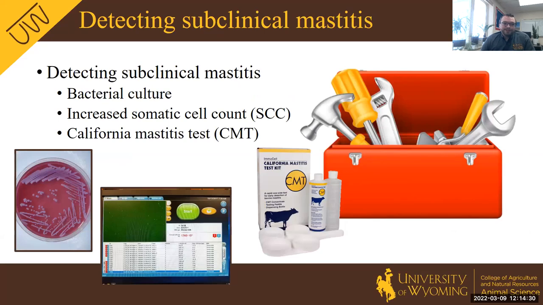So I said earlier that clinical mastitis has these visually apparent signs. So it's easy to detect, especially within your farm or flock or herd. And you just need to manage your animals and make sure you're walking through them to actually see if there are some issues. And detecting subclinical mastitis is a little bit more challenging because it's an invisible disease. So there are a few different tools in our toolbox we can use to detect subclinical mastitis. We can use bacterial culture, elevated somatic cell counts or SCC, and the California mastitis test or CMT. Over the next few slides, I'm going to be talking about these more in depth.